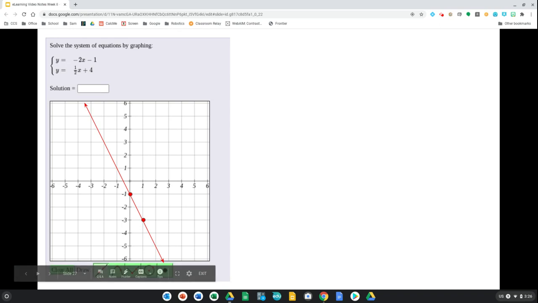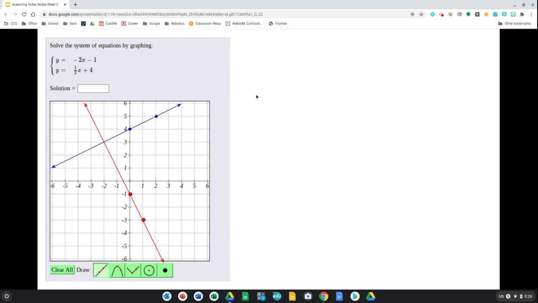Now we also want to graph the line y equals 1 half x plus 4. If we were going to graph that line, we would start at positive 4 and put our first dot there. Then with a slope of 1 half, we go up 1 and over 2. We sketch that line in, and it looks like this. So that is our graph of this system of equations.